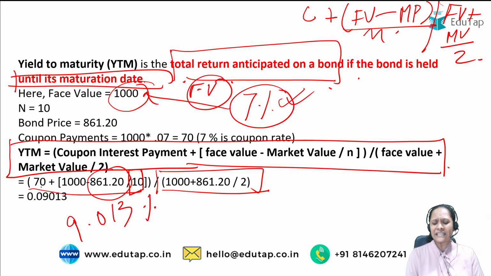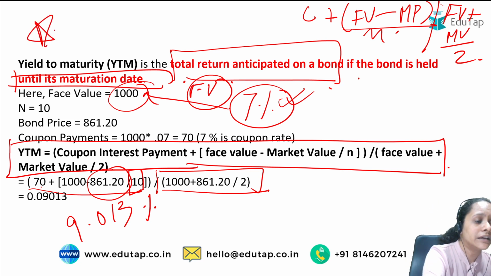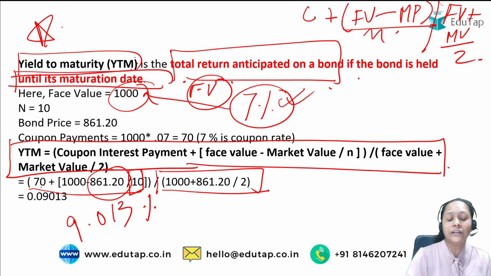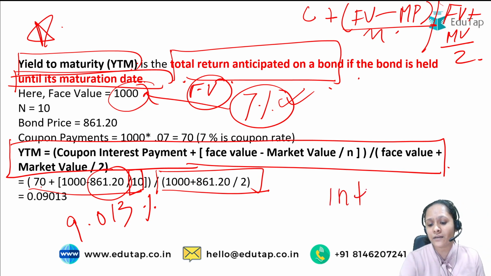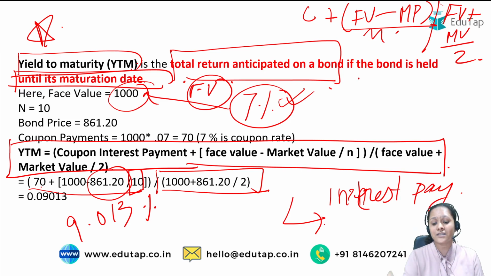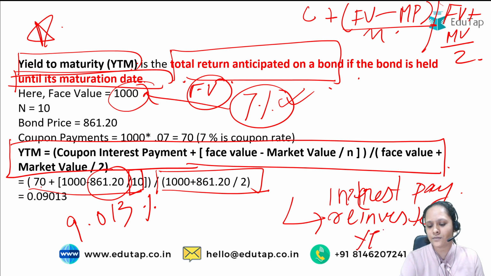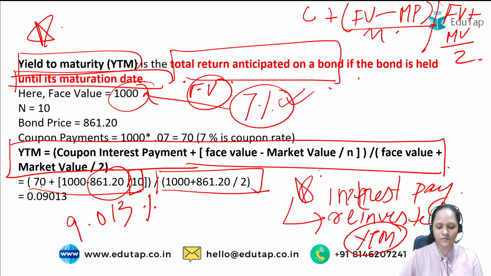9.013%. See, I guess you just understand how simple numericals are, so do not get afraid of numericals and do solve them in the exams if they are asked. And let me tell you a very important assumption which you should know. In case of yield to maturity, we assume that the interest payments which we receive are reinvested. Please remember, are reinvested at the same rate as YTM. This is a very important assumption which you should remember.